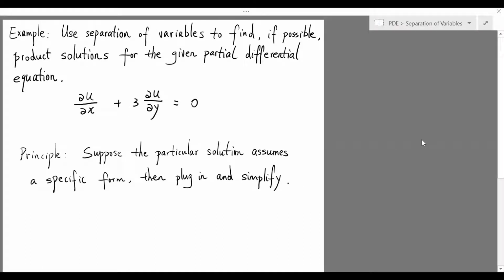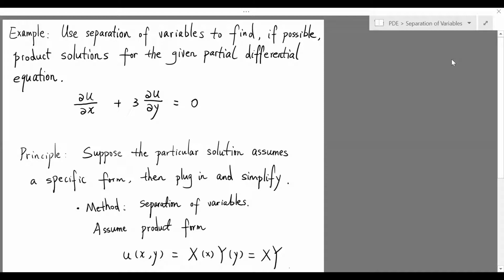A typical approach is to suppose the particular solution assumes a specific form, then plug in and simplify. There are technically infinitely many ways to assume a specific form for the solution. And the method of separation of variables is one of them, in which we assume the solution has a product form, say u(x, y) equal to capital X times capital Y.